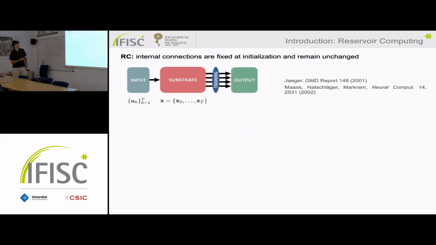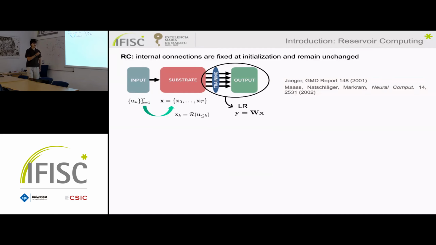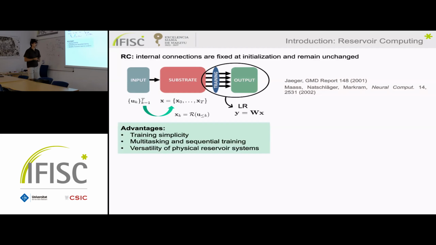And the structure is the following. First, we have an input sequence, which is inserted into a substrate. The states of this substrate are updated according to the previous input values. Then the degrees of freedom of the substrate work as computational nodes to map the output time series by simple linear regression. The advantages of these kinds of architectures are their training simplicity, because training is only required in the output layer with linear regression, and also multitasking and sequential training, since we only have to change the weights of the output layer to change the task, and also the versatility of physical systems.